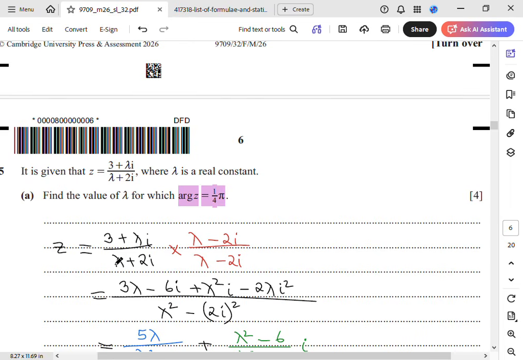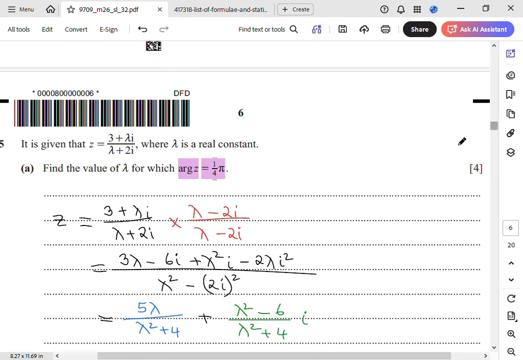And you have a plus b and a minus b in the denominator, which simplifies to just a squared minus b squared. So after simplification, this will give you a real term. This is the real part of the complex number. So it's 3 lambda plus 2 lambda, which gives you 5 lambda divided by lambda squared plus 4. This is the real part, and then minus 6i plus lambda squared i, divided by the denominator, lambda squared plus 4. This gives you the imaginary part.